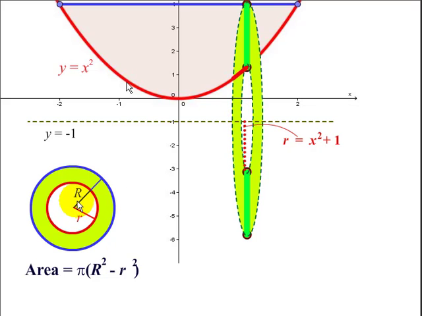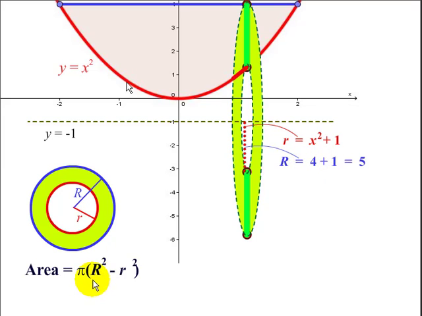So then I'm going to find my capital R, my larger radius, and that is going to be the distance from here all the way down to here. Okay, and that's the same as the distance from here to here. From the line y equals 4 to the x-axis is 4 units, and then I have to go one more down to get to the y equals -1 line, and that's why it's 4 plus 1, which is 5.